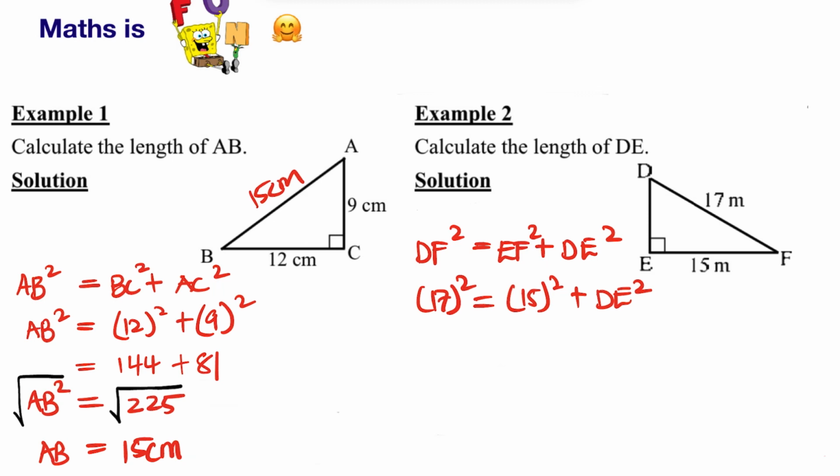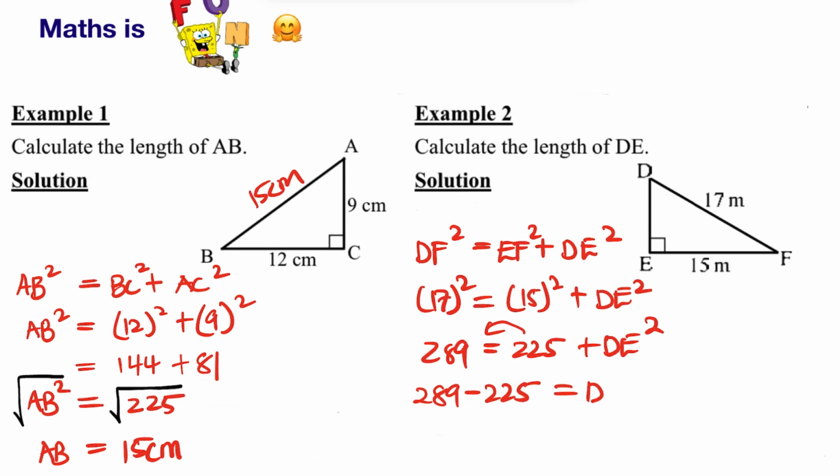17 square is 289, equal to 15 square, which is 225, plus DE square. Don't forget the square. And then we're going to transpose. So we're going to have 289 minus 225 equal to DE square. You put that in the calculator: 289 minus 225 is 64. So you have 64 equal to DE square.